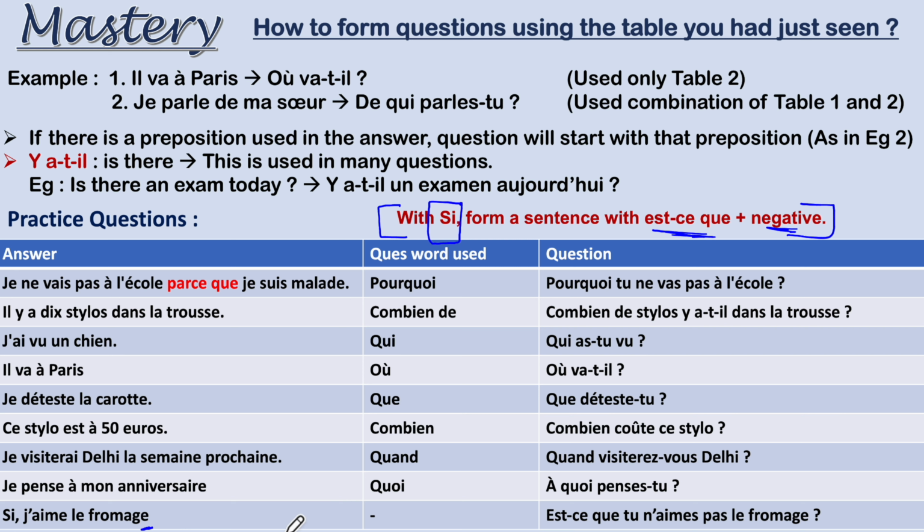So what must be the question? The question must have been, don't you like cheese? So the question we'll be forming is Est-ce que, as per the rule. And then you have to make it negative. Est-ce que tu n'aimes pas le fromage? So it's, don't you like the cheese? Remember, if there's a question with si, you have to follow this rule of est-ce que and making it negative. Ne... pas makes it negative.